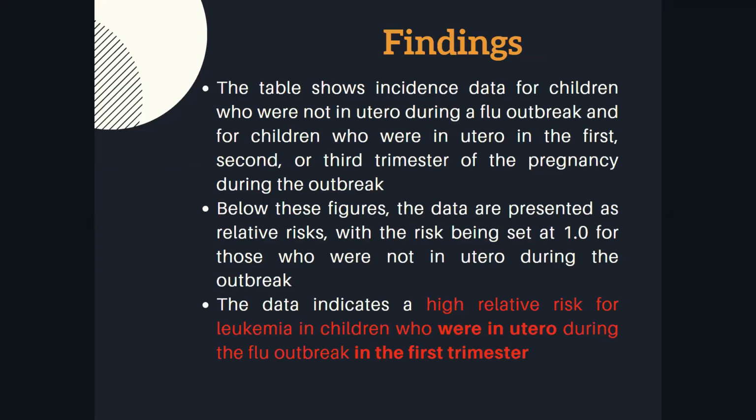The table shows incidence data for children who were not in utero during a flu outbreak and for children who were in utero in the first, second, or third trimester of the pregnancy during the outbreak. Below these figures, the data are presented as relative risk, with the risk being set at 1.0 for those who were not in utero during the outbreak. The data indicate a high relative risk for leukemia in children who were in utero during the flu outbreak in the first trimester.